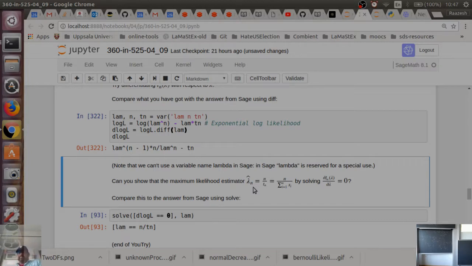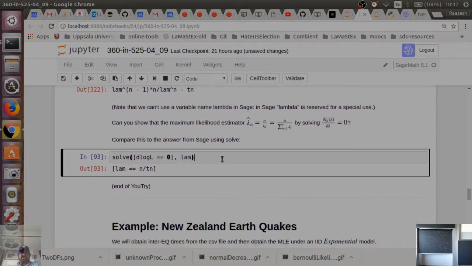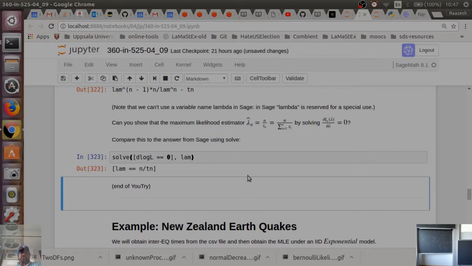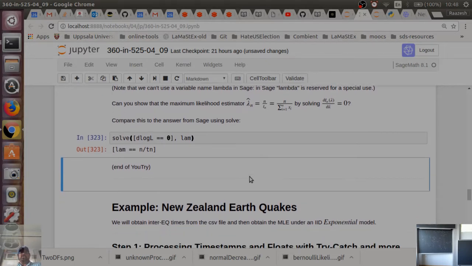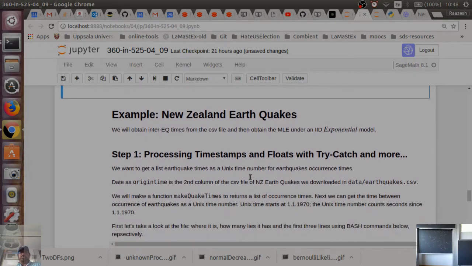Okay, and you can just solve for it, setting it equal to 0, and you get n over tn. Or do it by hand because it's pretty straightforward.